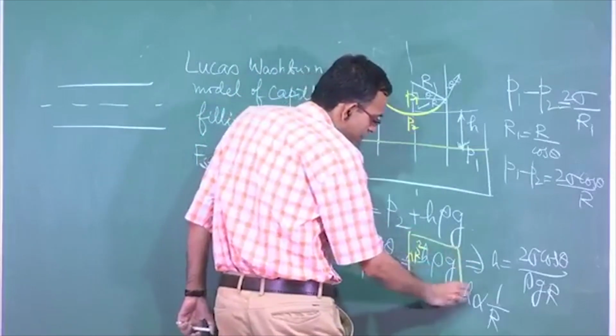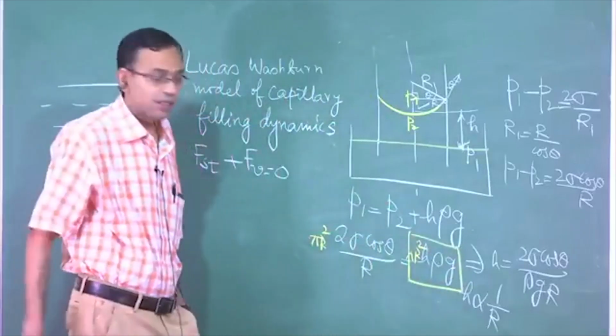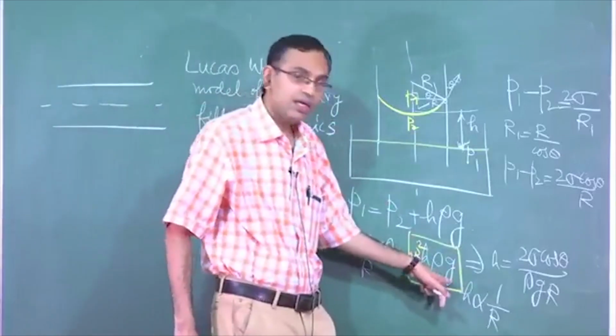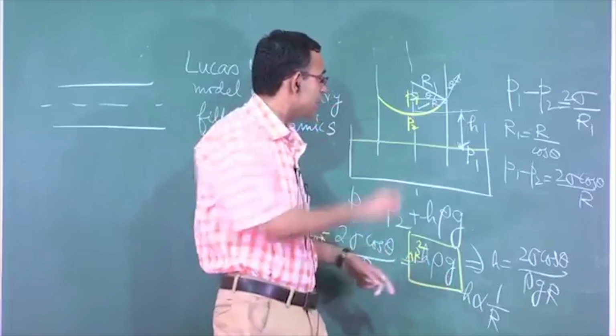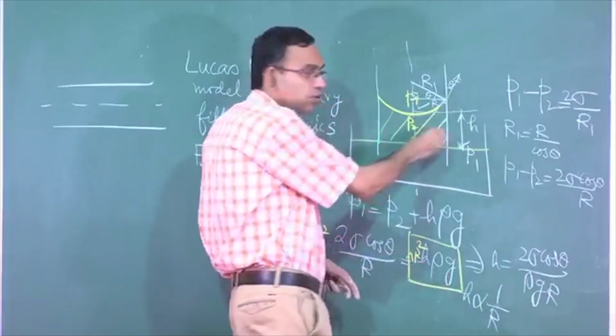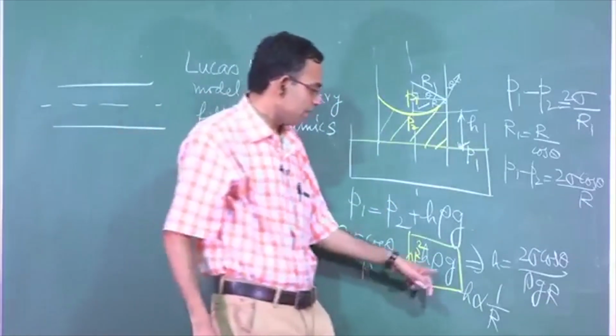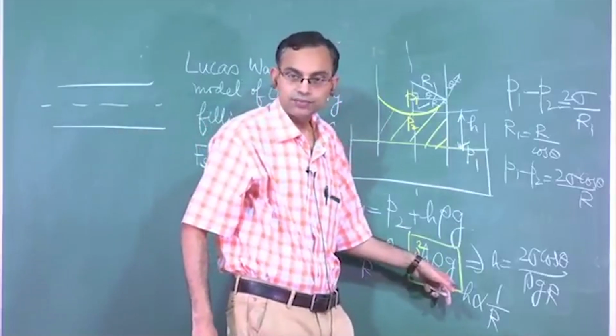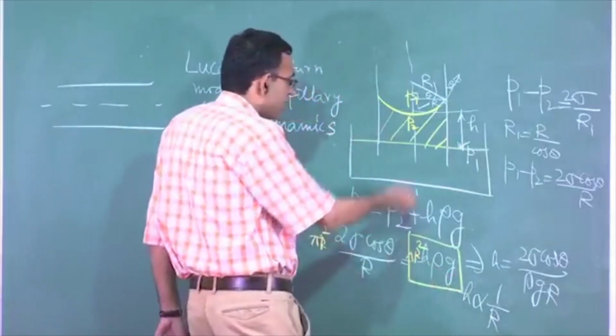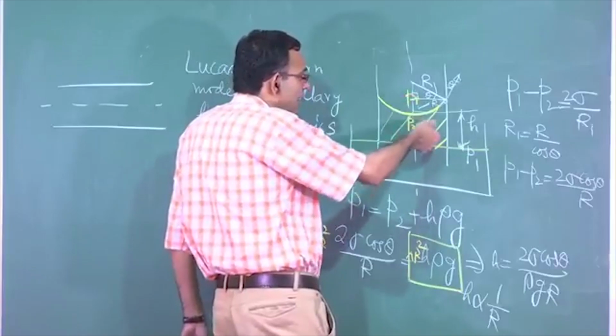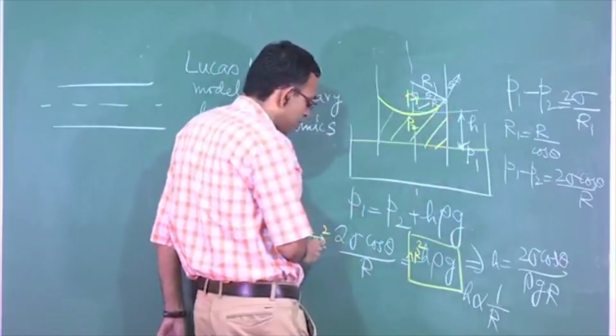So, what does it become? Pi r square h rho g. What is pi r square h? It is the volume of this fluid, that times rho into g is the weight of this fluid, right. So, this is the weight of the liquid column and this is sustained by the surface tension force.